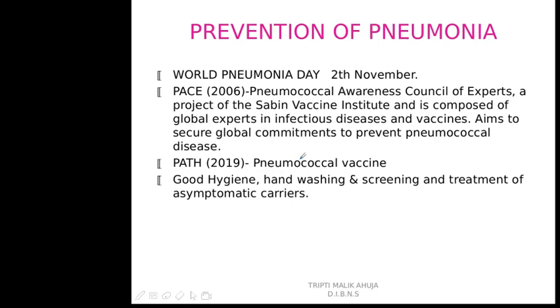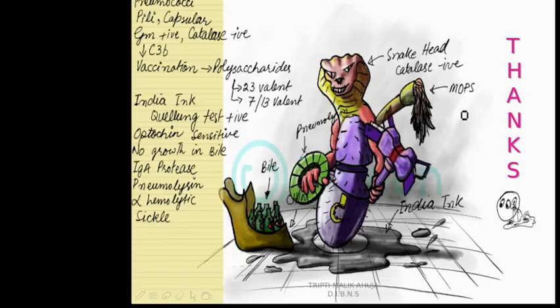In order to increase awareness, World Pneumonia Day is celebrated on 2nd of November every year. There is an awareness campaign launched by PACE, Pneumococcal Awareness Council of Experts, which provides the pneumococcal vaccines globally. PATH is another campaign which is providing the pneumococcal vaccine. They are working in collaboration with the Serum Institute of India.